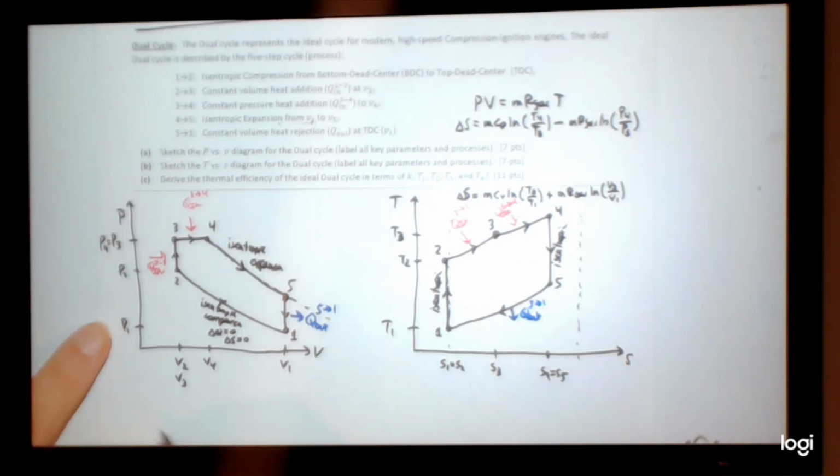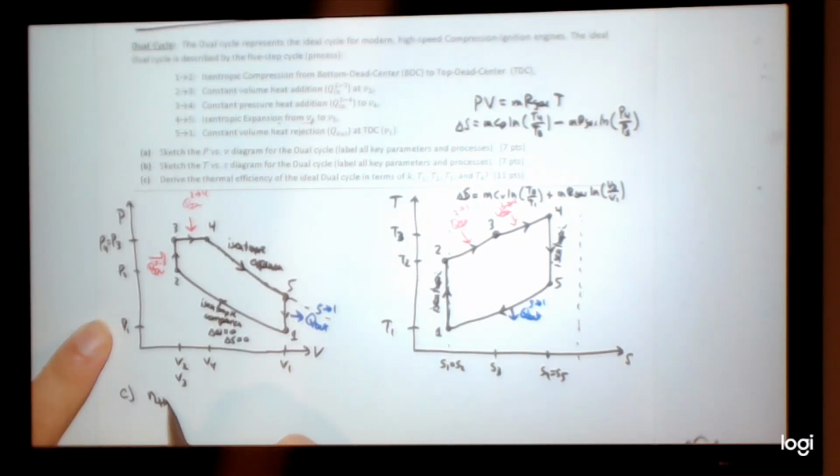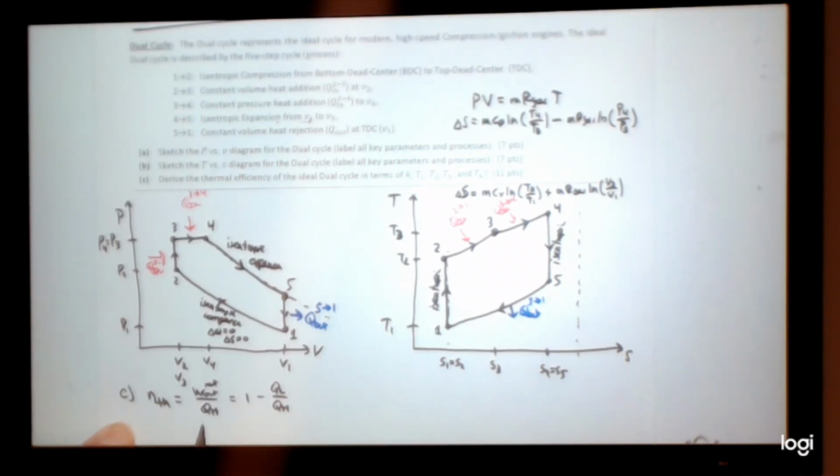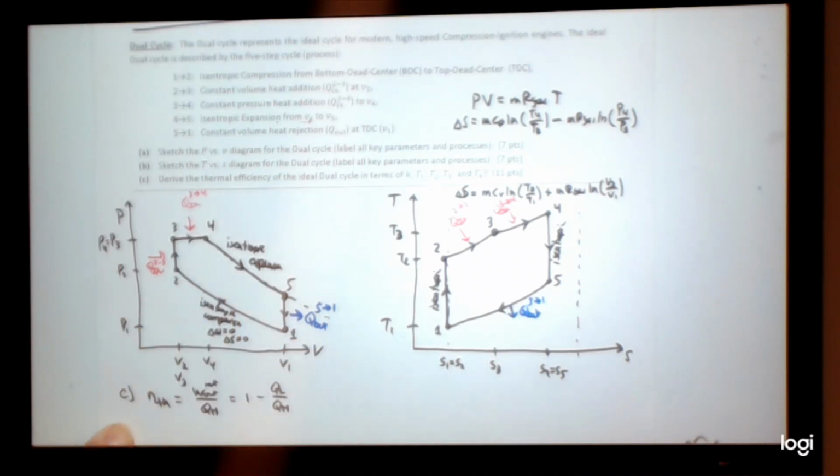Okay, so let's go to part C. And it says derive the thermal efficiency, so eta thermal. Well, I can do this in many ways, right? I can do work out, net over Q_H. Or I can say 1 minus Q_L over Q_H, while Q_H represents the heat from the high temperature source. So in this case, what is Q_H? It's Q in 2 to 3 and Q in 3 to 4. What is work out net? Well, that's the whole area in this curve, right?